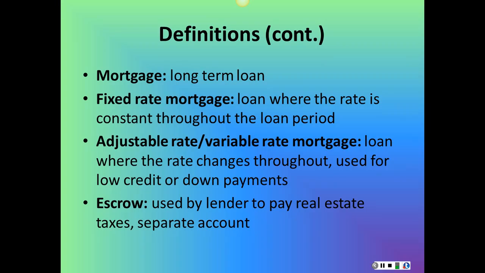So the main types are a fixed-rate mortgage, where the rate is constant throughout the period. An adjustable rate or a variable rate is where the rate changes throughout, which is used typically for buyers with low credit or low down payments. The idea being that you pay less interest for a few years on the agreement that in the years after that you'll pay more interest than you normally would to make up for it.